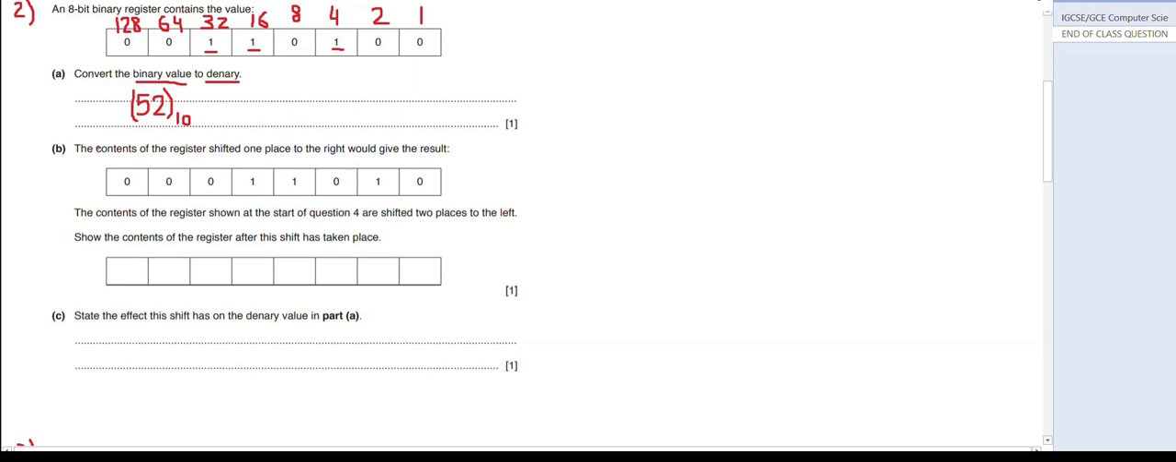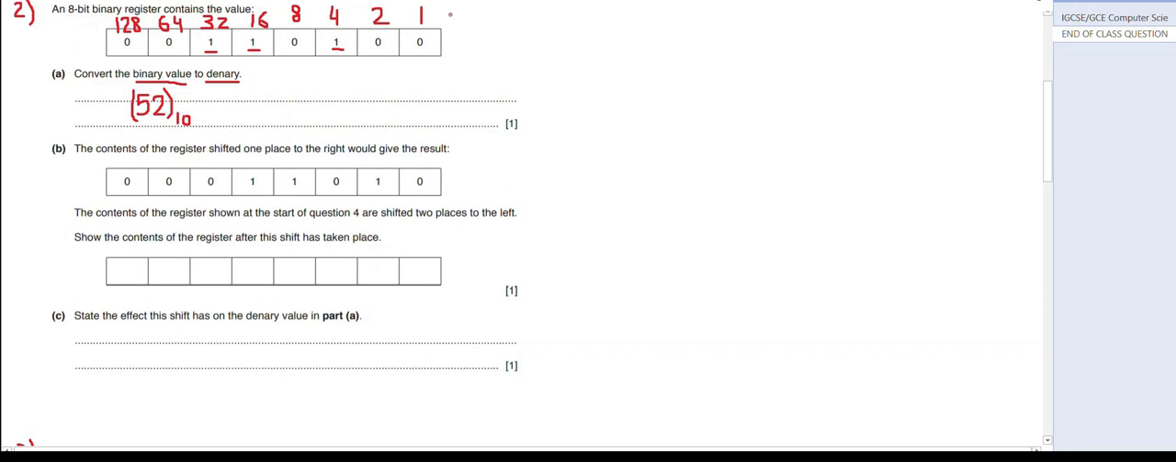Now, the next is the contents of the register shifted one place to the right would give the result. The contents are the bits of the register. For example, if this 0 is shifted one place to the right, this will become 0, right? If we talk about this 1, if it is shifted to here, it will become 1, and this one will be shifted here, right? It will move on and on, right? So it will be 0 0 0 1 1 0 1 0.